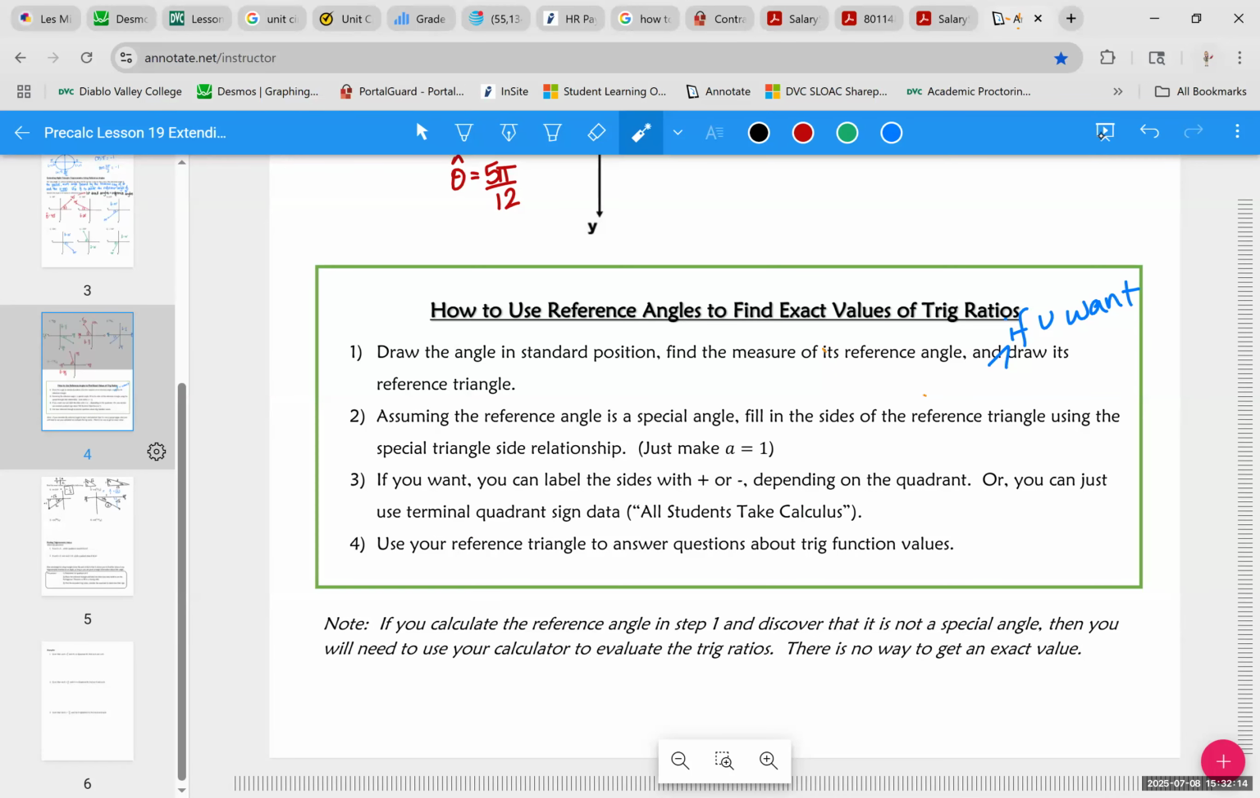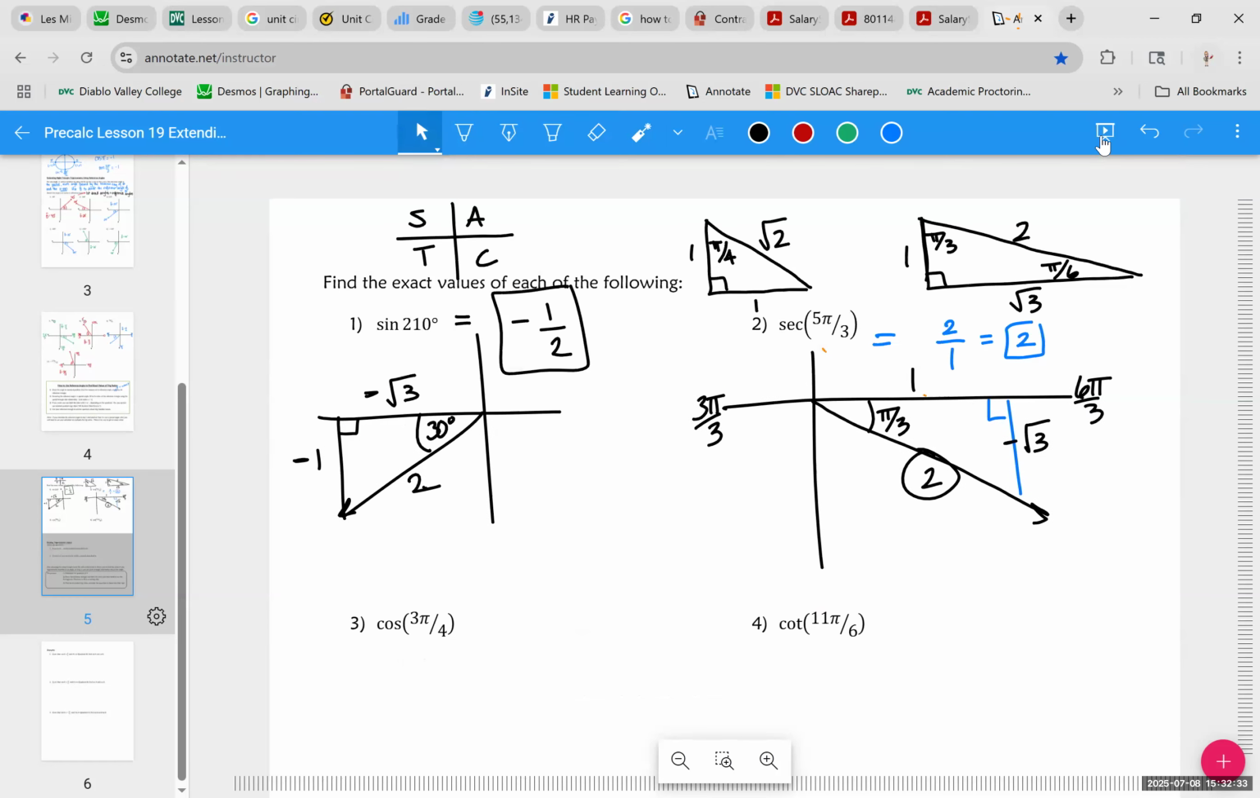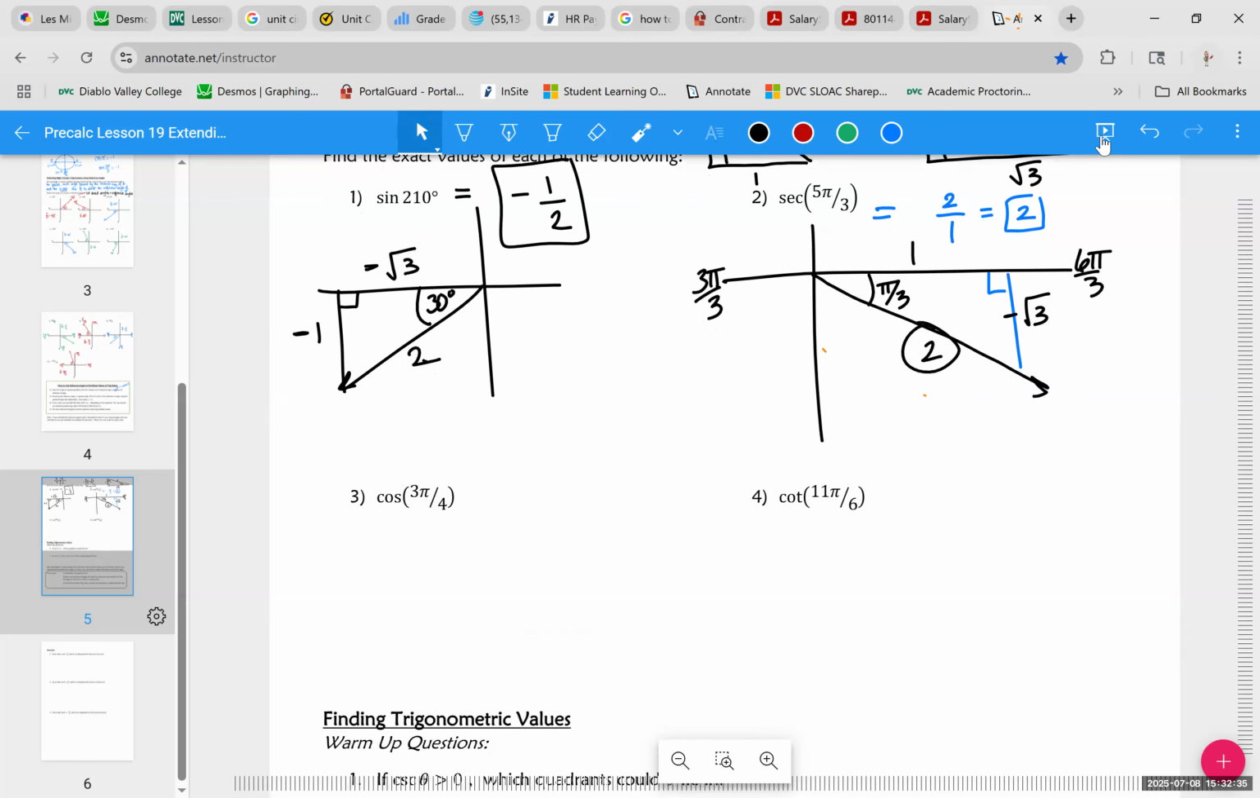Okay. Now, one quick note, if your reference angle at the end of step 1 is not a special angle, then you're going to have to use your calculator. You can't do this unless your reference angle is 30, 60, or 45. Okay, so I already have all of these things written here for you. Why don't you pause the video and try number 3 and number 4.